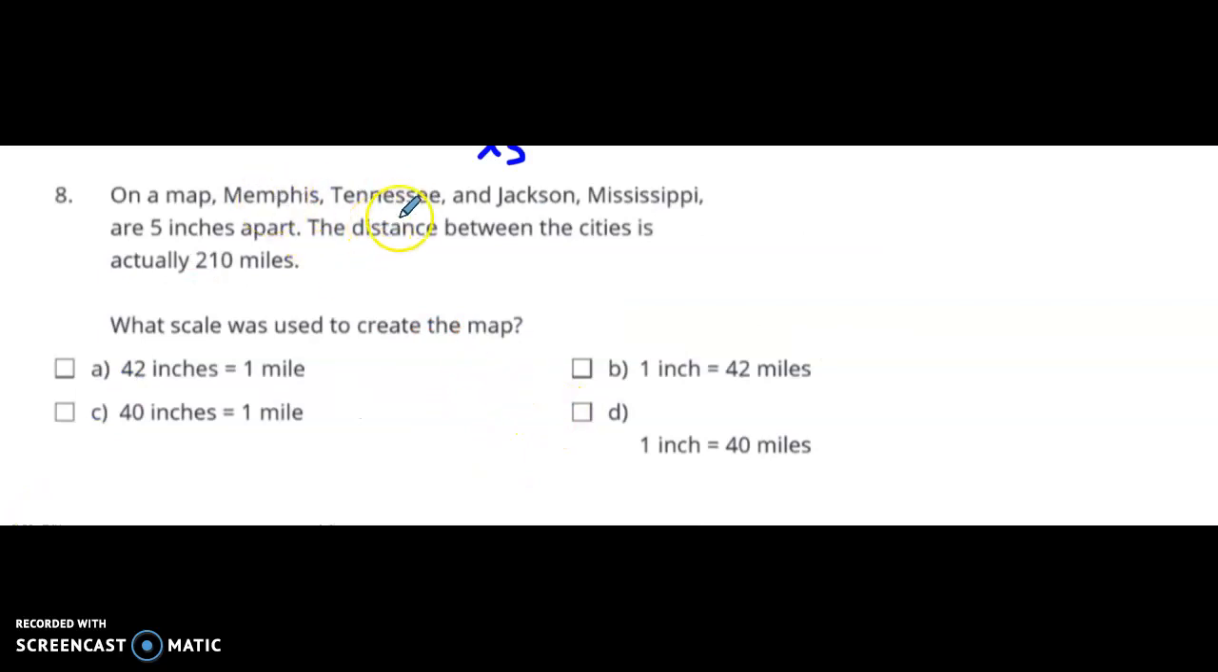On a map, Memphis, Tennessee and Jackson, Mississippi are 5 inches apart. So that's on the map. The distance between the cities is actually 210 miles. So we have 5 inches on the map, and then their actual distance is 210 miles. What scale was used to create the map?